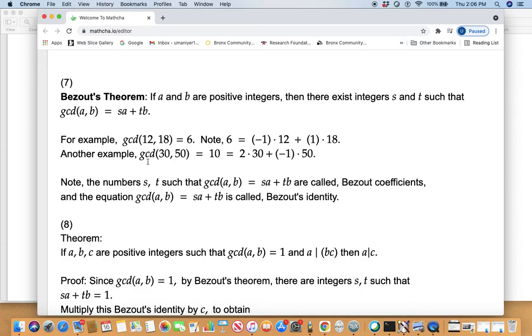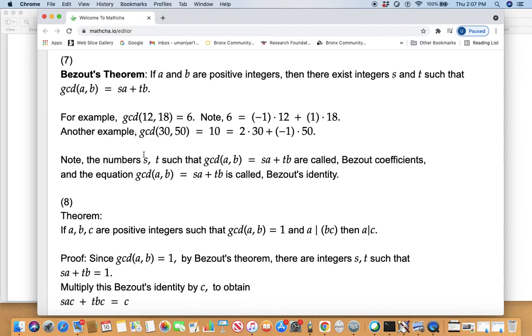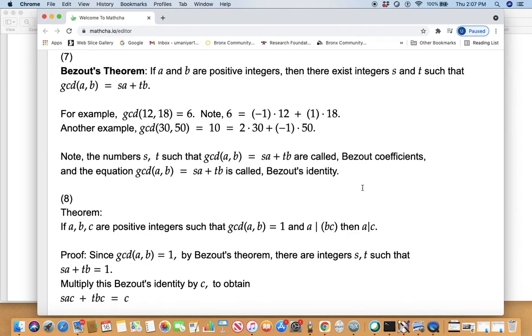All right. Here is another example. The GCD of 30 and 50 is 10. 10 can be written as 2 times 30 plus minus 1 times 50. 60 minus 50. All right. The numbers s and t such that the GCD of a and b is sa plus tb are called Bézout coefficients. The equation GCD of a and b equals sa plus tb is called Bézout's identity.